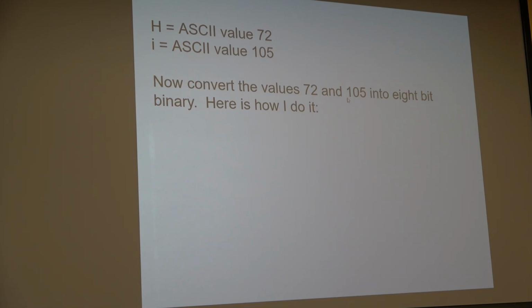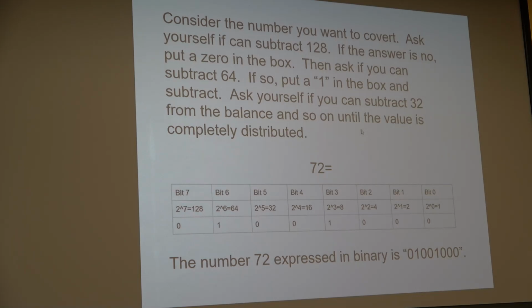So we're going to convert that to 8-bit binary. Here's the process. If I want to convert 72 to binary, the process I always use is I say, okay, can I subtract 128 from 72? No, because that would result in a negative number. Can I subtract 64 from 72? Yep, sure can. So I put a 1 in there.